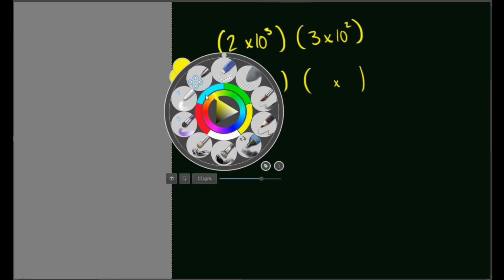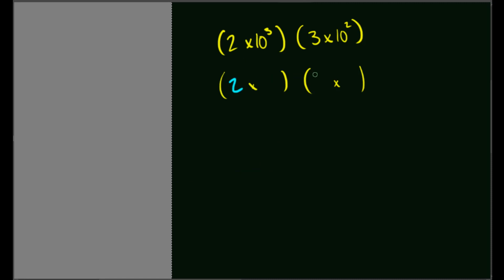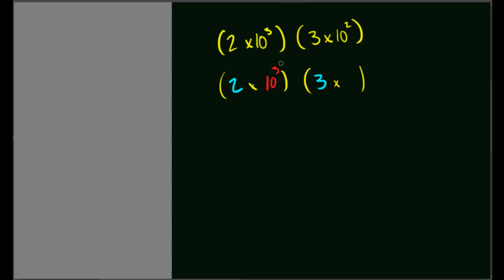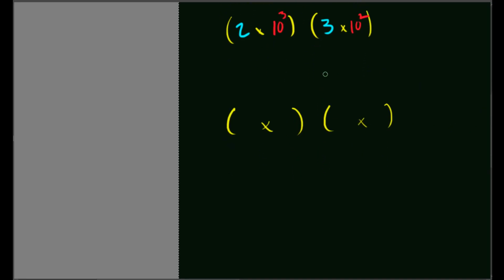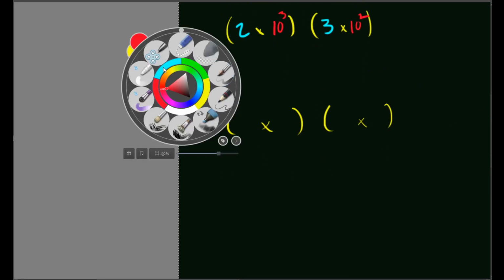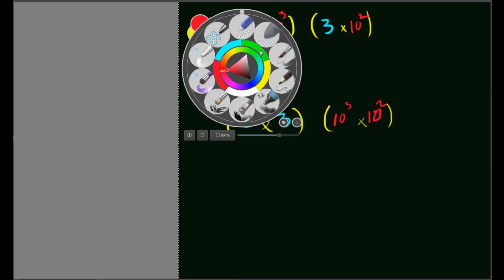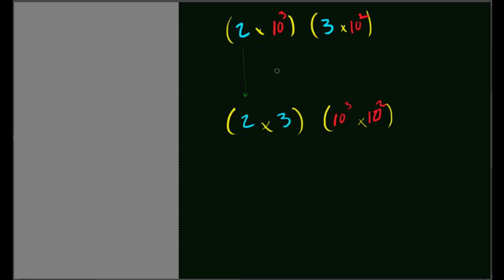I like to color code, so let's just do that. Our coefficients are in blue and our exponents are going to be in red. So 10 to the third, 10 to the second. Let's write those parentheses down. Let's rearrange this. So we have 2 times 3, and then in the red we have our exponents, 10 to the third times 10 to the second. All we did was rearrange it to make it prettier. So 2 went there, 3 went there, 10 to the third there, 10 to the second there.